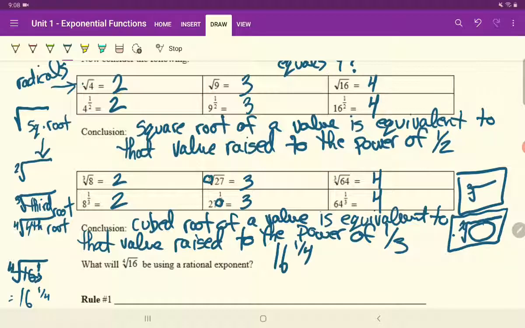All right, we're just creating equivalent expressions here. That's all we're doing. So let's write out a rule.